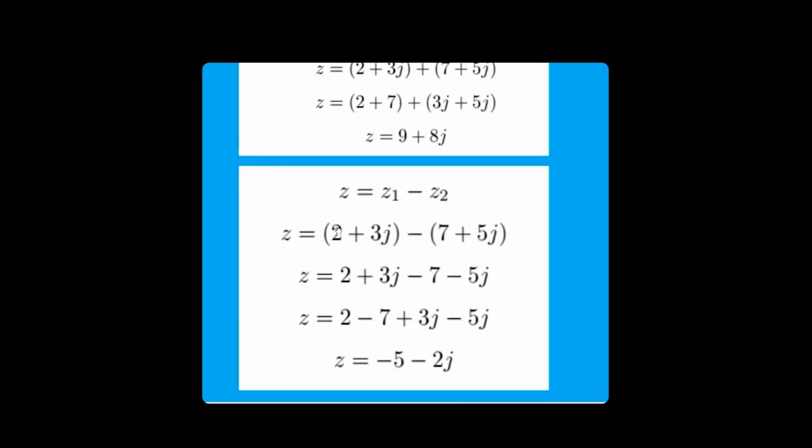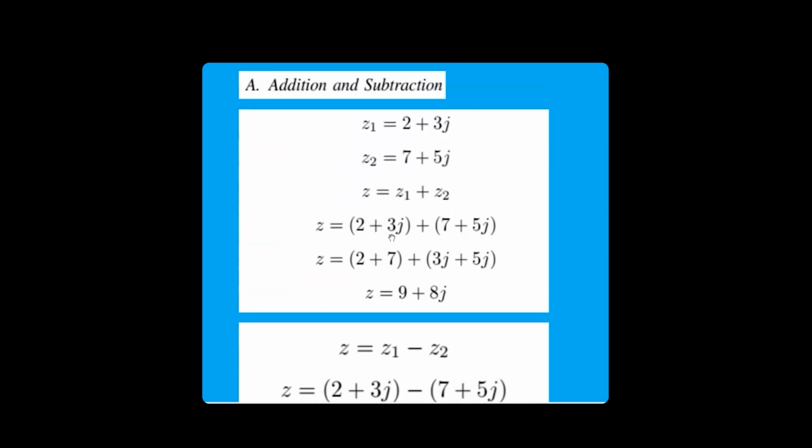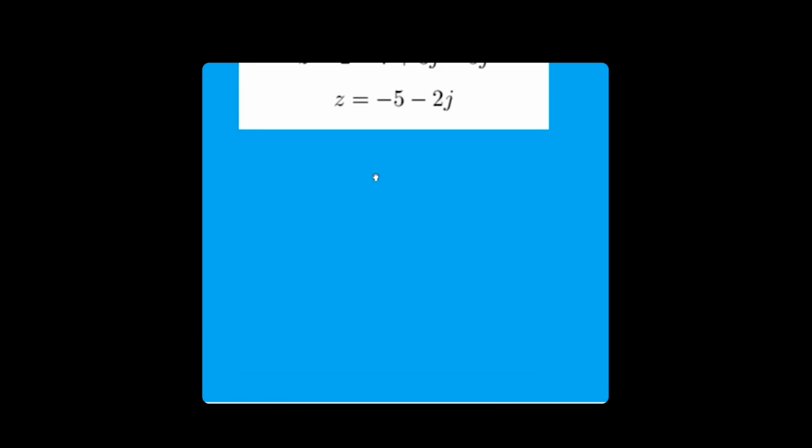Subtraction is similar to addition. To subtract two complex numbers, subtract the real part of the second complex number from the real part of the first complex number. In this case, subtract 7 from 2. Similarly, subtract 5j from 3j. Doing this gives minus 5 minus 2j, so addition and subtraction are very simple and straightforward mathematical operations on complex numbers. Now, let us move on to multiplication and division.